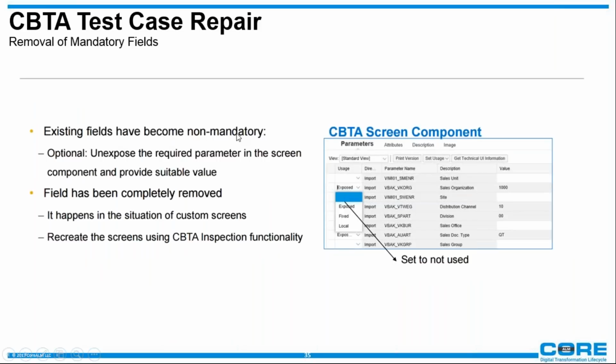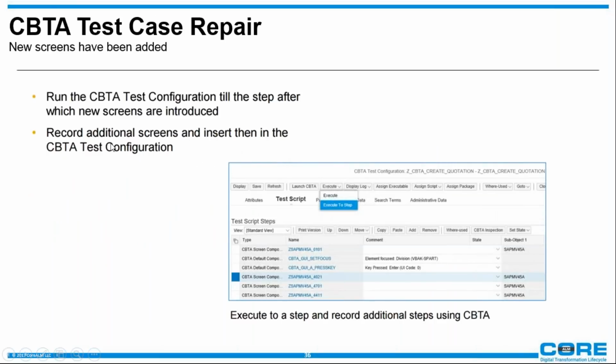So existing fields becoming non-mandatory, you set this to not used if it was mandatory before. And if it's a field that's been completely removed, you regenerate the screen component again. So again, this is component-based, meaning that you don't have to go through and re-record the whole script. You don't have to go through and change code. It's all done within the test composition environment and the test configuration.